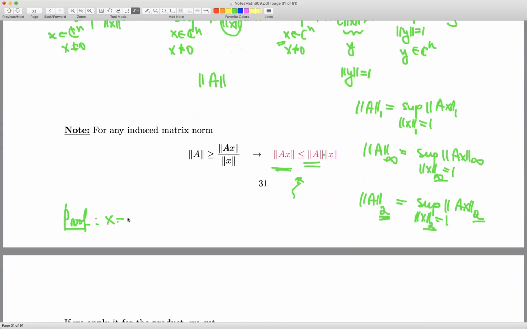First, when X is equal to 0, we have that the norm of X is 0. We have that A applied to X is A applied to 0, which is the 0 vector, and its norm is 0. And therefore here I will have 0 and here I will have 0. So I'll have 0 less than or equal to 0, which is correct. So let's consider the case when X is different from 0.